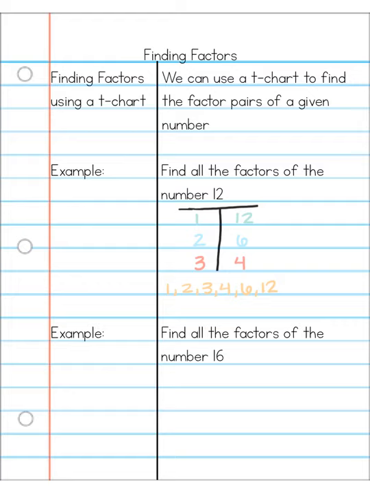Now I want you to try to find all the factors of the number 16 using a t-chart. All right, let's use our t-chart and find the factors of 16. Again, we want to start with the number 1, and I know if I want to multiply something by the number 1 to get 16, I have to multiply 1 by 16. 16 is an even number, so I know that I can multiply 2 by something to get 16. To get 16, I would have to multiply the number 2 by the number 8.